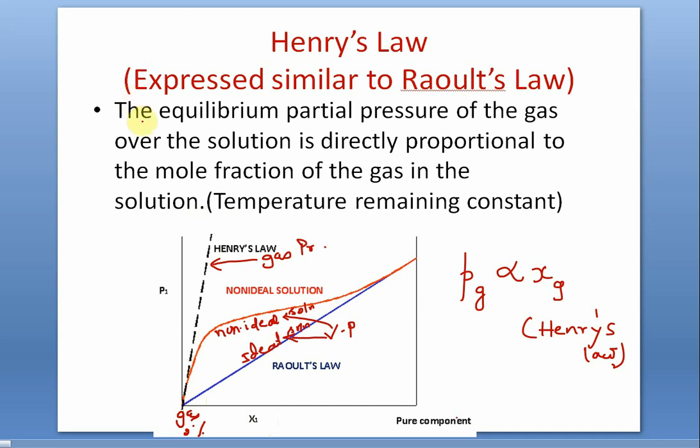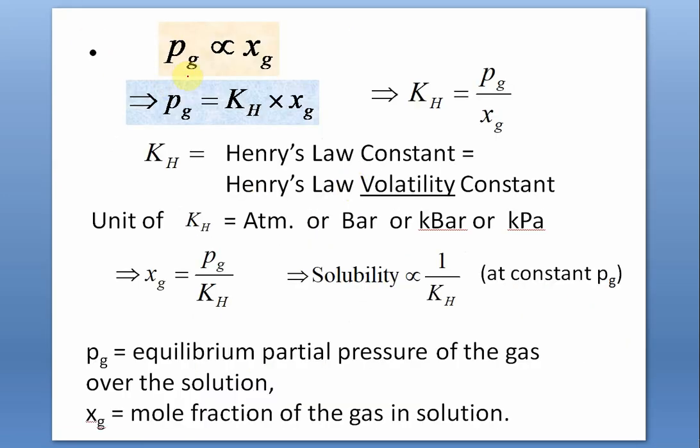So the law is like this: the equilibrium partial pressure of any gas over the solution is directly proportional to the mole fraction of the gas in the solution, temperature remaining constant. Now see, Pg, the partial pressure of that gaseous component, is directly proportional to the mole fraction of that gaseous component in the liquid mixture. So it is equal to, in the place of PA0, the vapor pressure of the pure liquid, there is no liquid here. So there is a constant called Kh, the Henry's law constant.